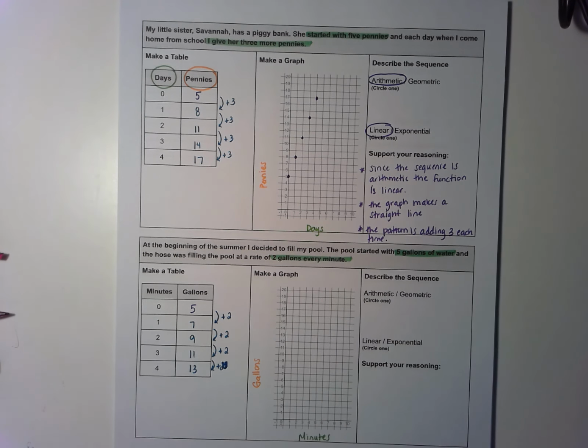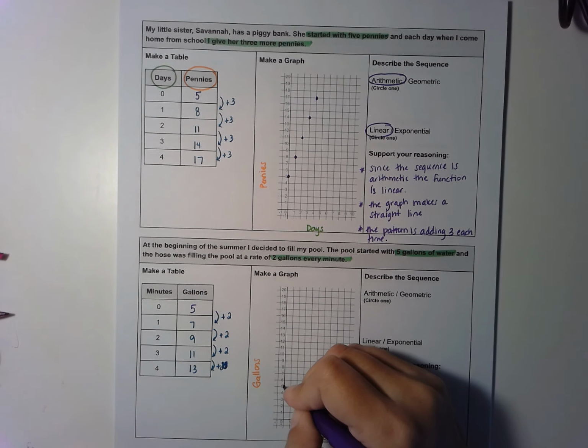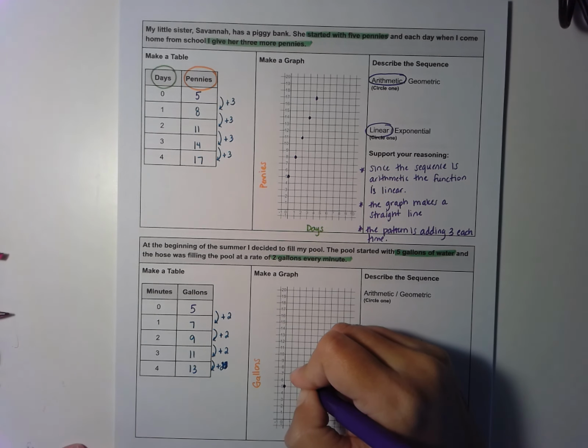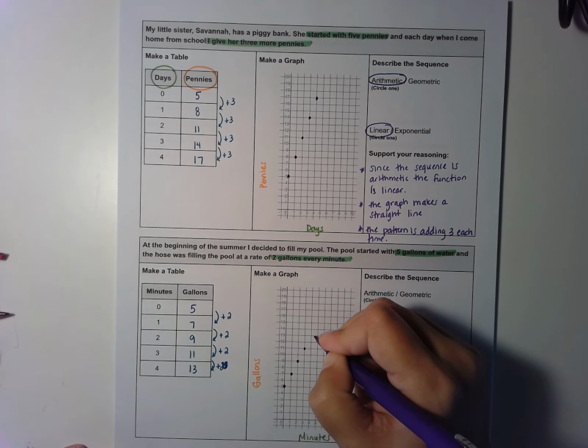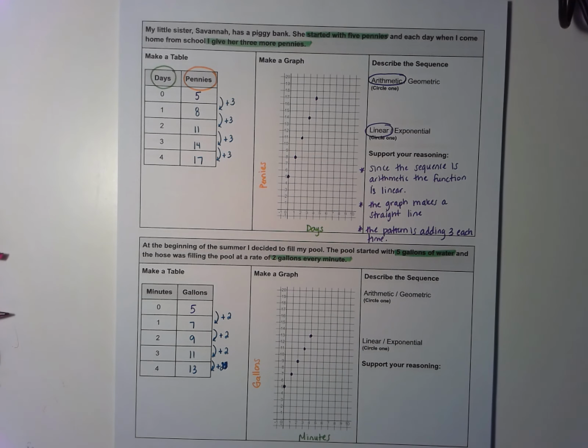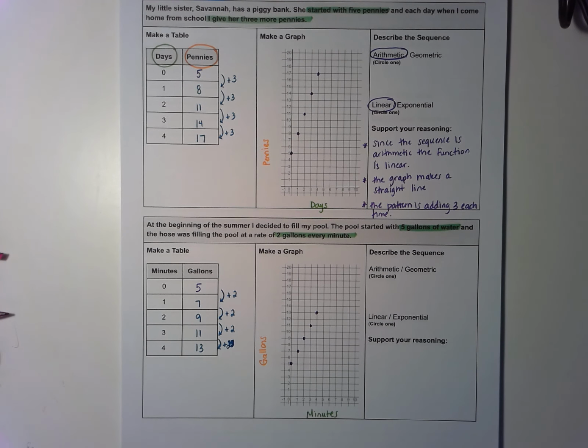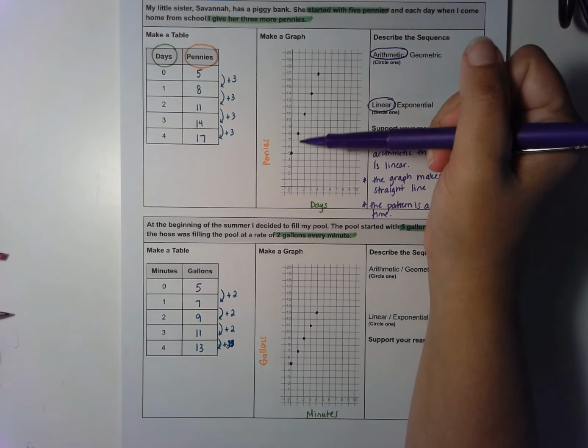And I want a graph here. So 0, 5, 1, 7, 2, 9, 3, 11, and 4, 13. But now this problem, I'm going to ask you to think about something a little bit new. Up until now this year, we've never connected the dots on our graph. And the reason we never connected the dots is that you're never going to have half of a penny.